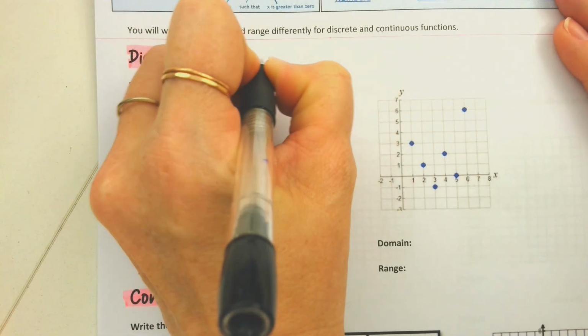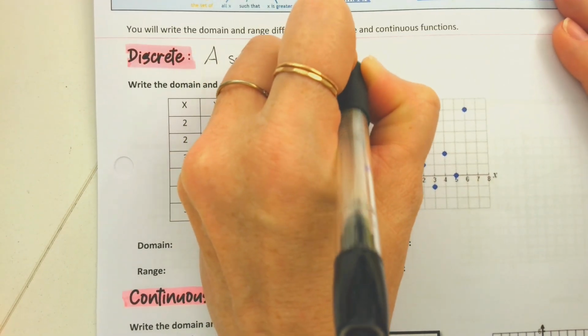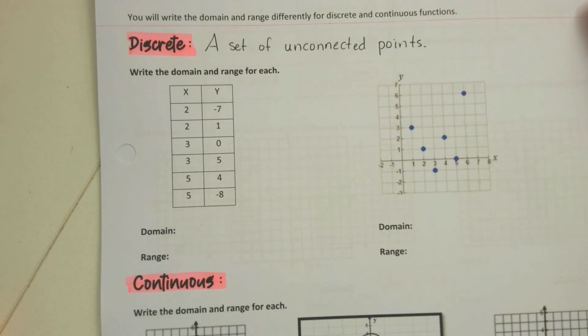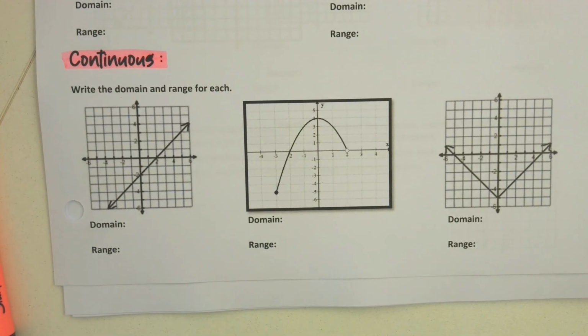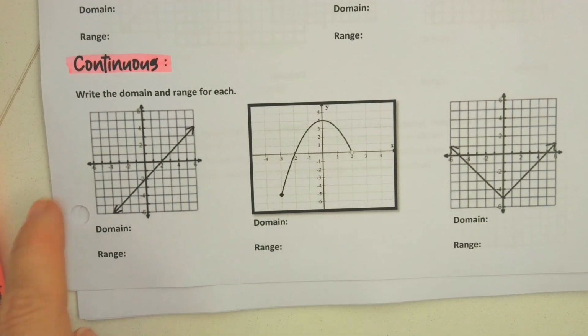A set of unconnected points. Are we allowed to connect them? No, don't do that. Okay. So then if discrete is a set of unconnected points, all the ones on the bottom are continuous. For continuous, does continuous mean it continues to infinity in both directions? Do all of these continue to infinity in both directions? No, all of these are continuous, but it doesn't necessarily mean it goes to infinity. So what does it mean to be continuous then? Connected points, right, connected points.